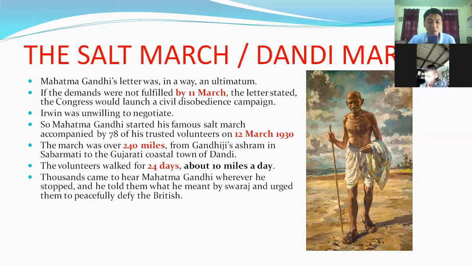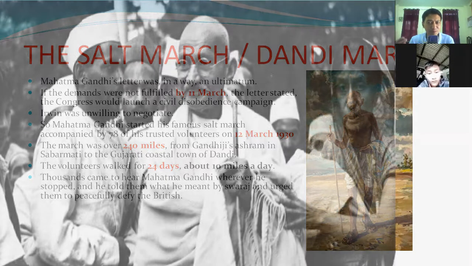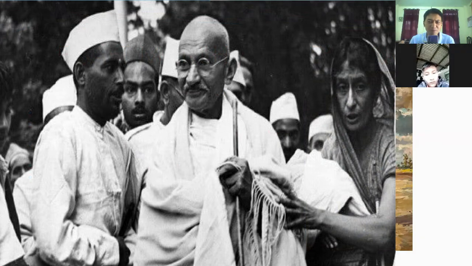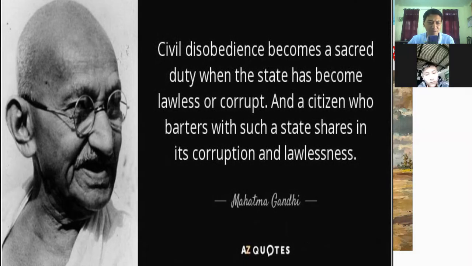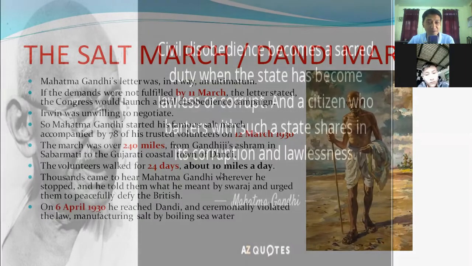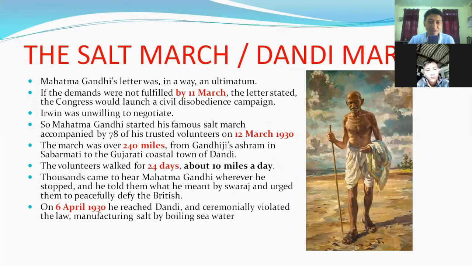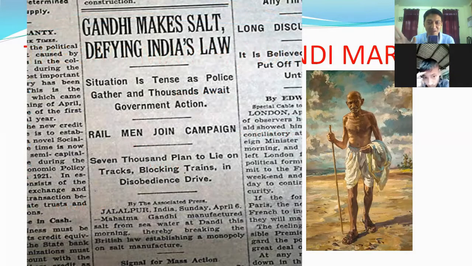Wherever he walked, Gandhi also took an opportunity to stop and to explain to them, to preach to them the meaning of independence, of satyagraha, non-violence, and how you can utilize it to defy the British and to have independence for India. So 24 days later, he reached Dundee and he broke the law by making salt. This was an event that was publicized all over the world at that time.